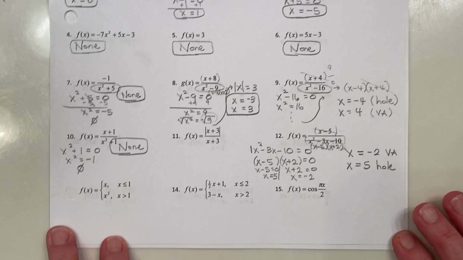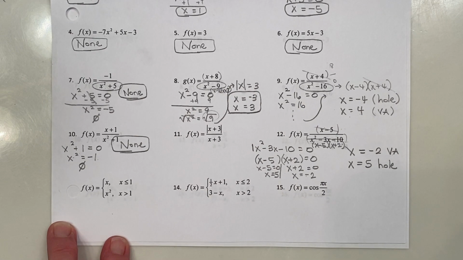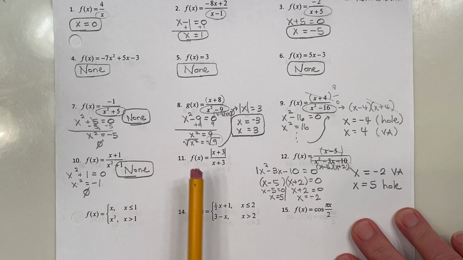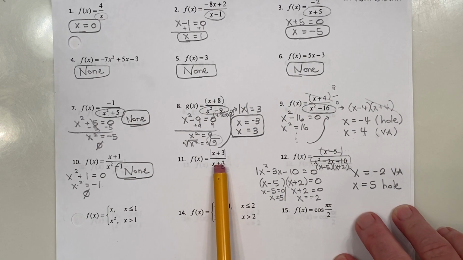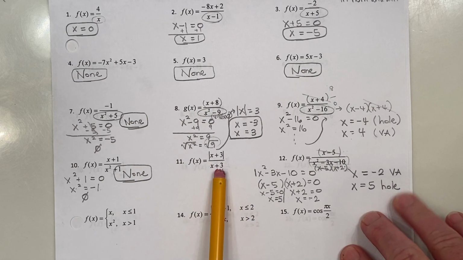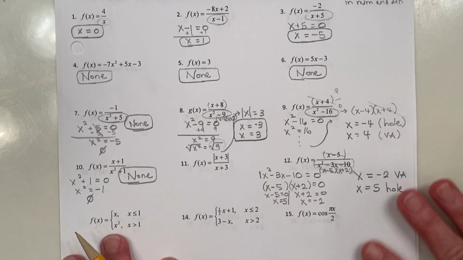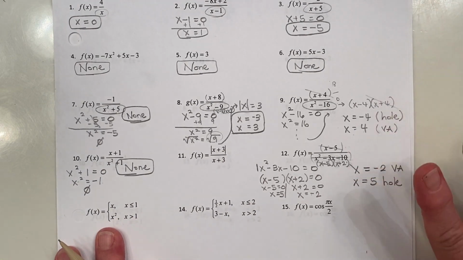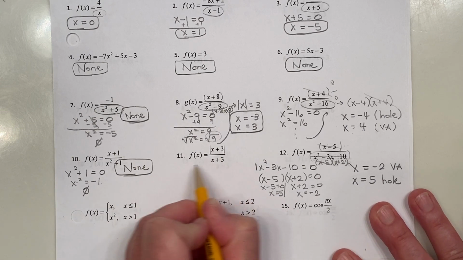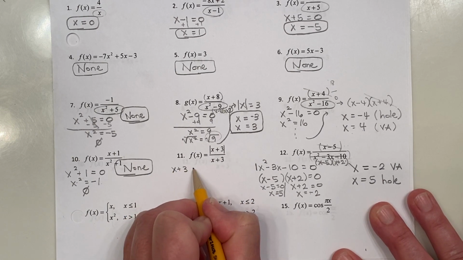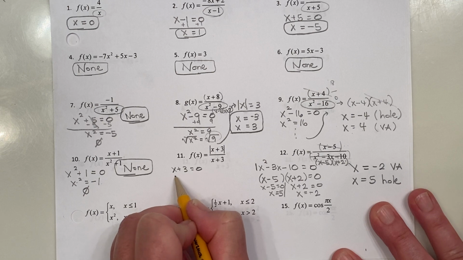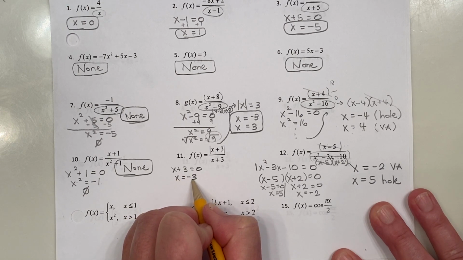All right, let's take care of number 11. Again, we're trying to figure out the x values at which f is not continuous. It looks like a rational function, but it's not because of that absolute value. But that's okay. We'll handle it the same as we do with the rational function. I just want to focus on the denominator. The x value that makes the denominator 0 would be -3.